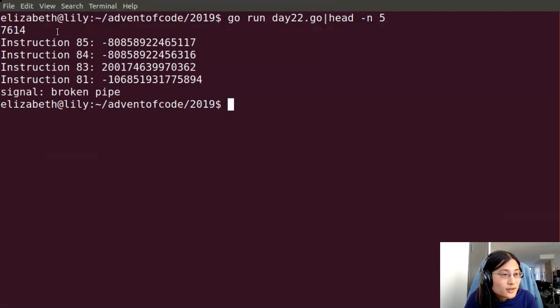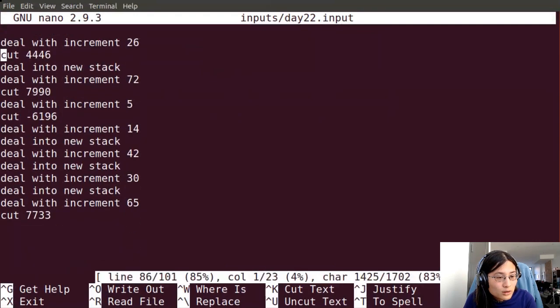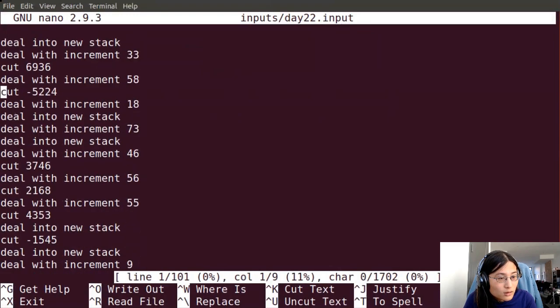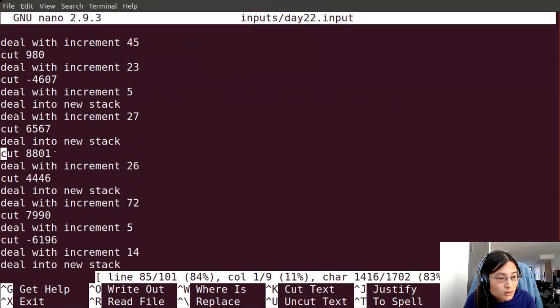Okay, instructions 85, 84, 83, and 80. Yeah. Instructions 85 and 84 are clearly bad. Instructions 85 and 84. Deal with increment 26.